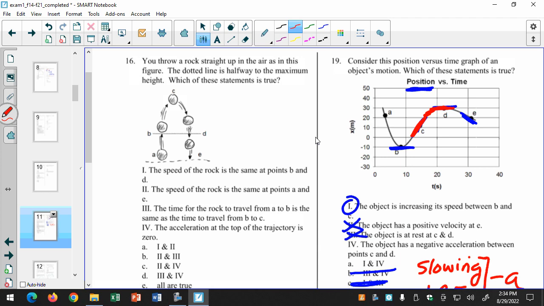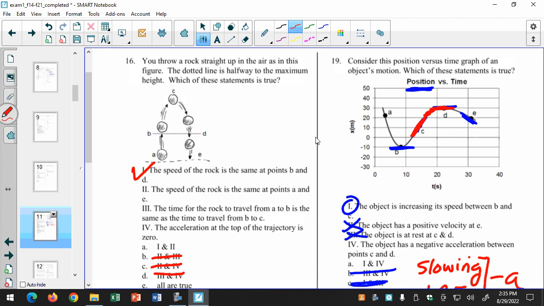The speed of the rock is the same at points B and D. True? Yeah, true. Think about your hand. If I throw it up and it comes back down, the speed here is the same going up as down. Now, if I said the velocity is the same, not the same. One's positive and one's negative. But the magnitude of the velocity, or the speed, is the same. That one's okay.